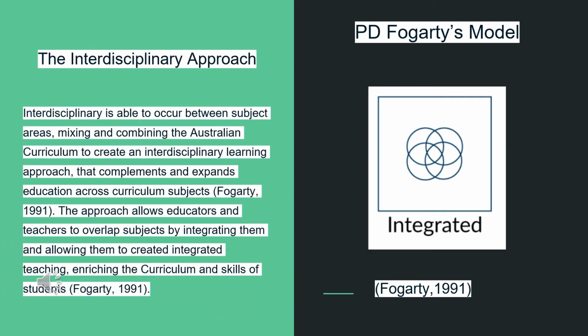Through Fogarty's model of integrated learning, we can see that the interdisciplinary approach is able to occur between subject areas. It means we can mix and combine the Australian curriculum to create an interdisciplinary learning approach through all years of learning. It complements and expands education across our curriculum, and it teaches us to overlap subjects by integrating them together.